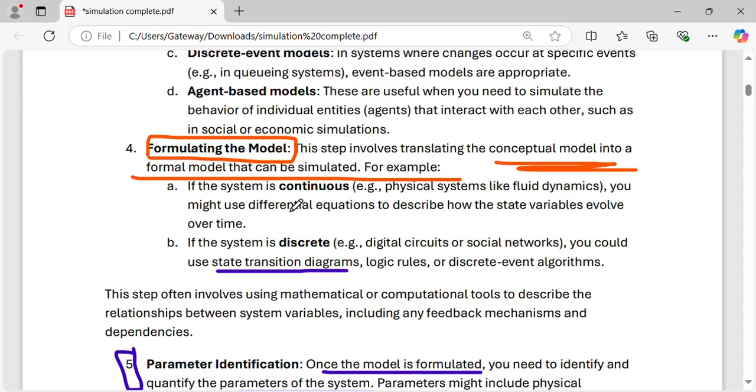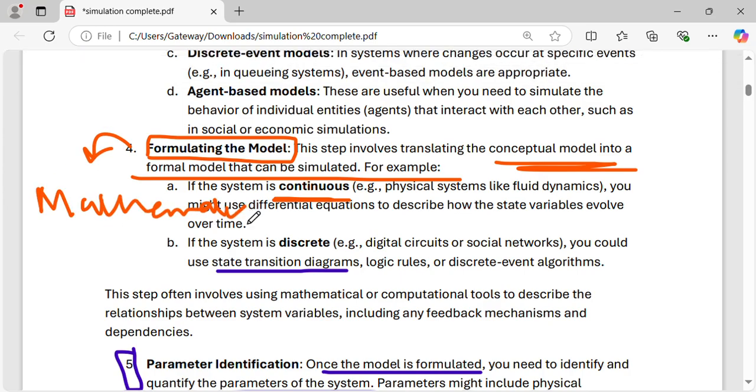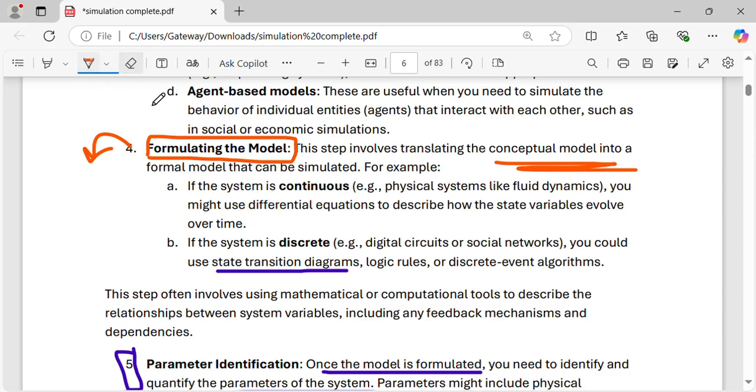So if the system is continuous, then the model will also be affected. It means we are going to convert our model into the representation of the model type that we chose. For example, I chose a mathematical model, so I need to represent my problem as equations, right? This is what I need to do for formulating the model.